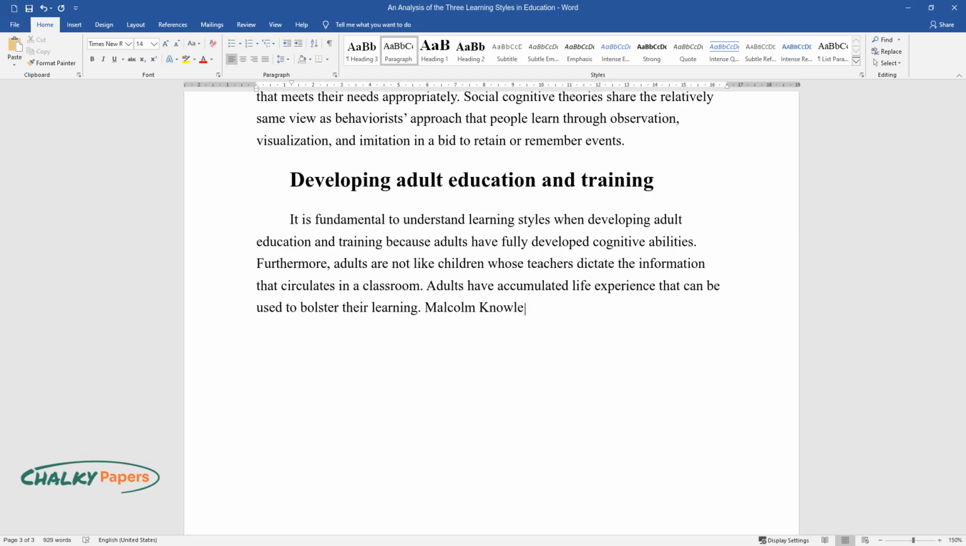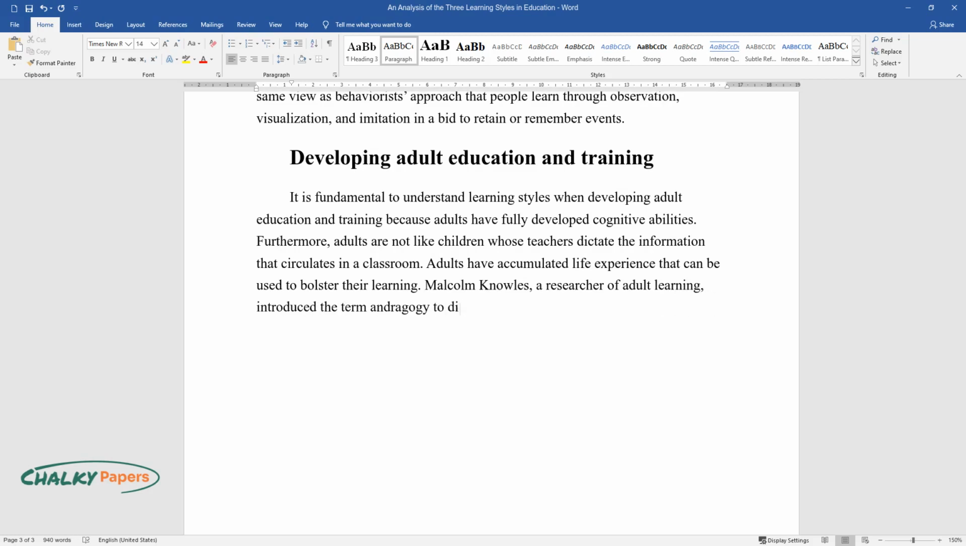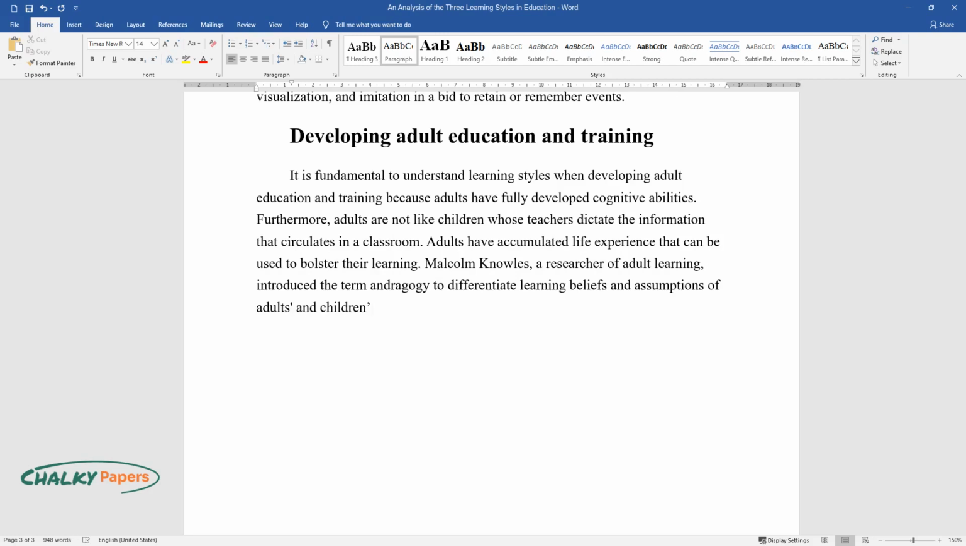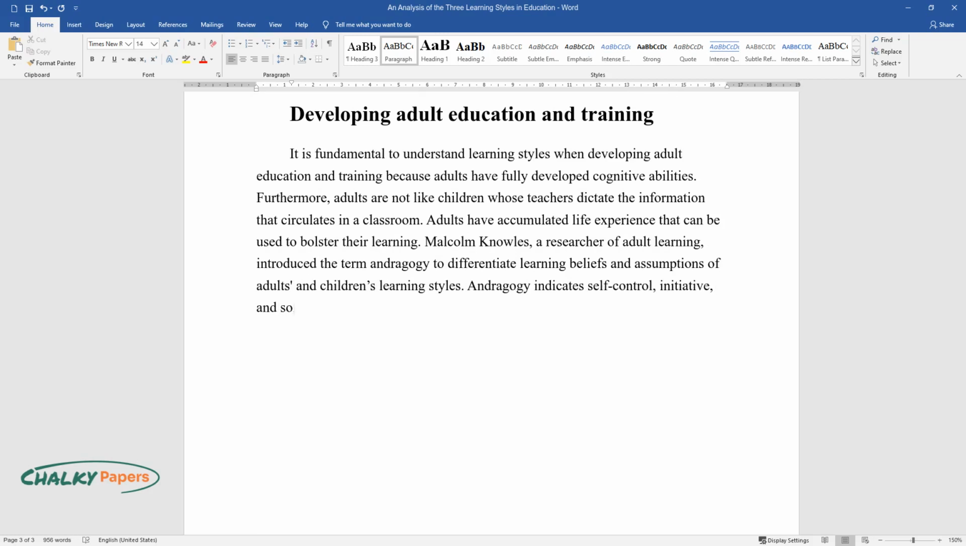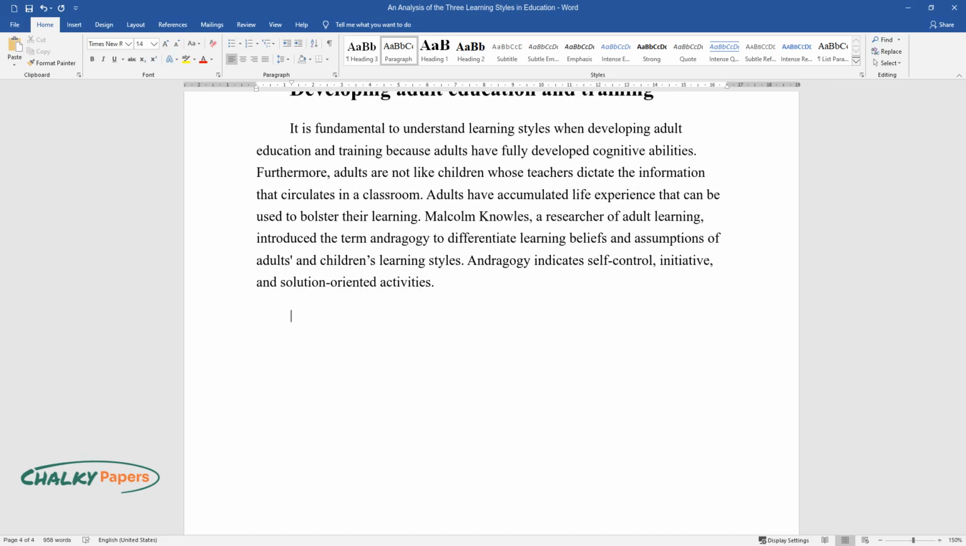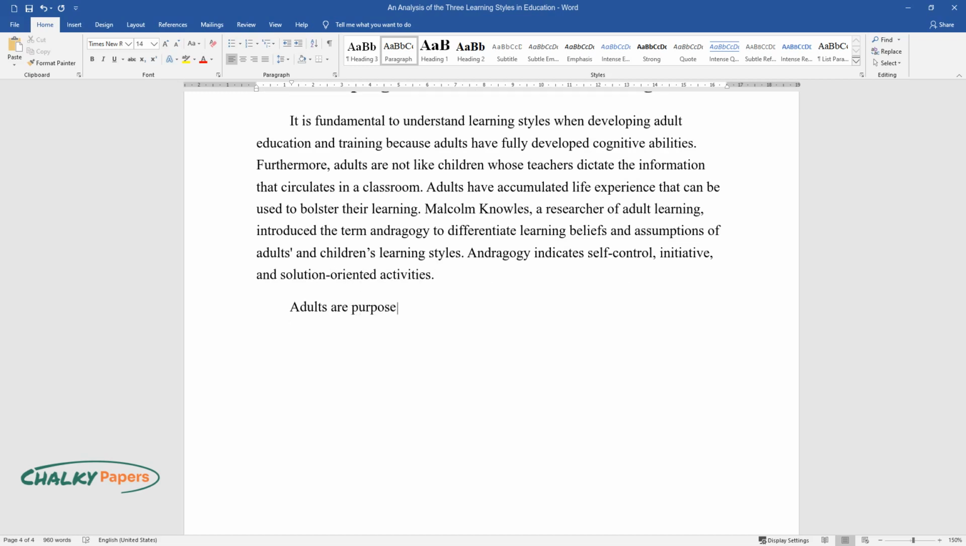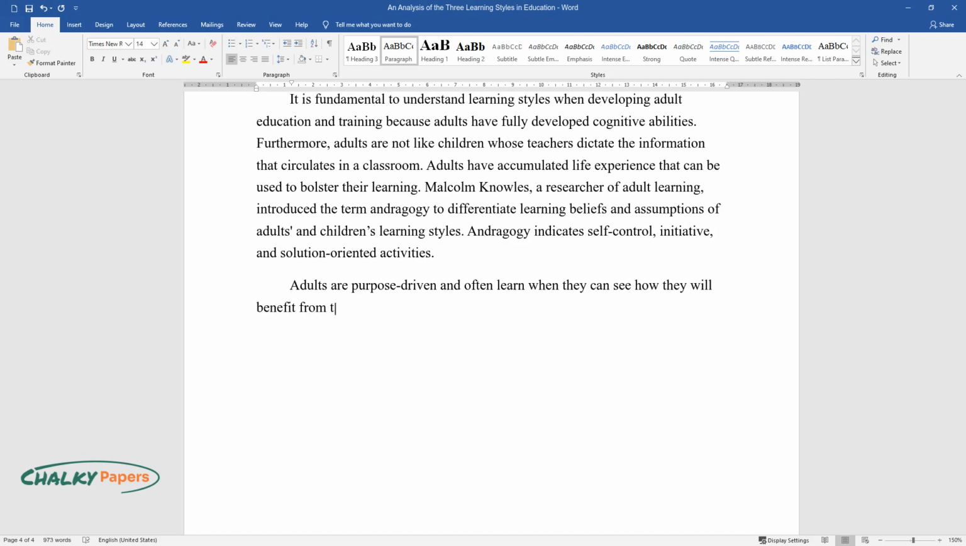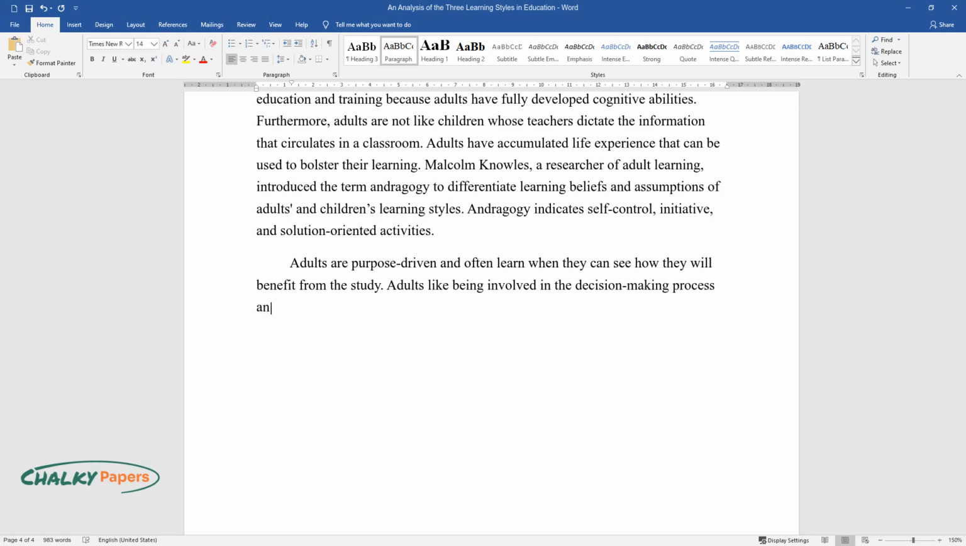Malcolm Knowles, a researcher of adult learning, introduced the term andragogy to differentiate learning beliefs and assumptions of adults and children's learning styles. Andragogy indicates self-control, initiative, and solution-oriented activities. Adults are purpose-driven and often learn when they can see how they will benefit from the study. Adults like being involved in the decision-making process and learning new information based on their values and experience.